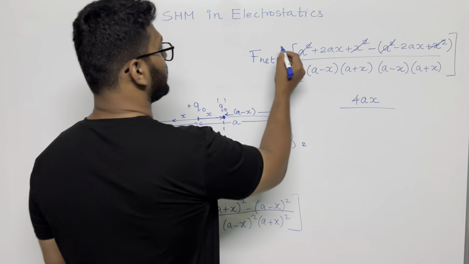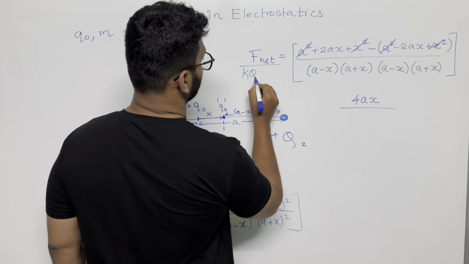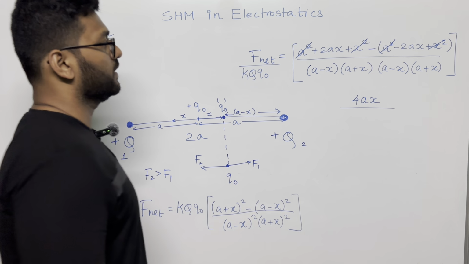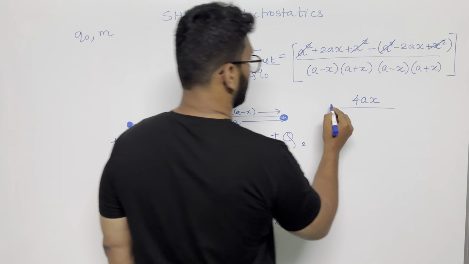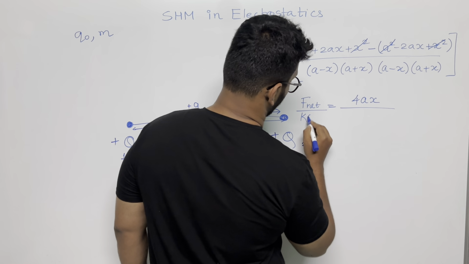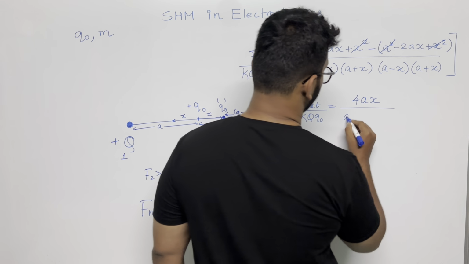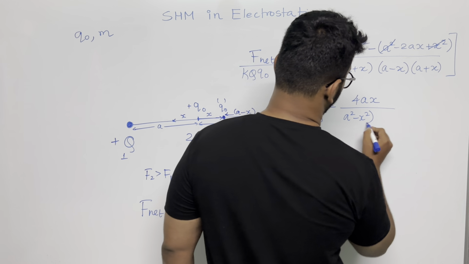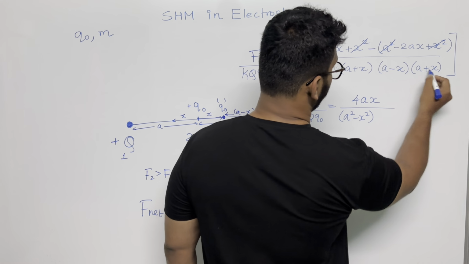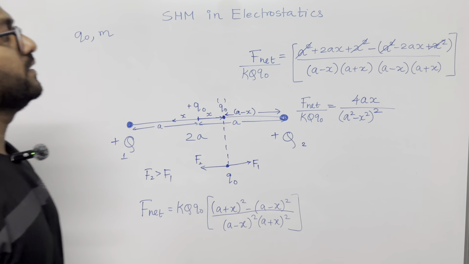Okay, I forgot to multiply by kq0. So I will write it over here, divided by kq0. Okay, our main interest is this. So F net divided by kq0 is 4ax in numerator. This is a square minus x square into a square minus x square, this to the power 2, right? This to the power 2.